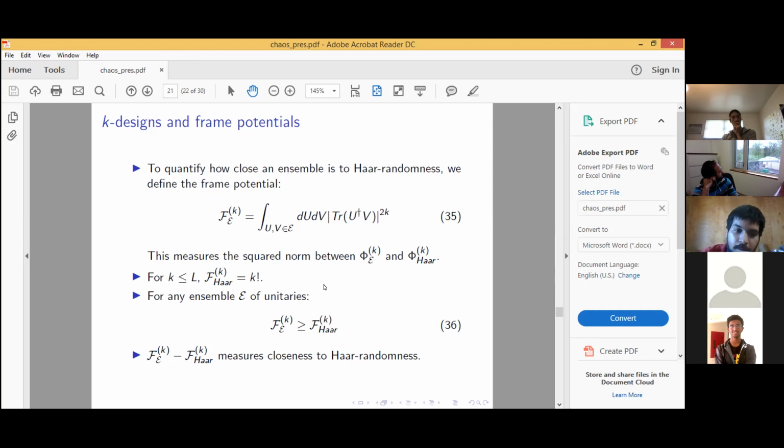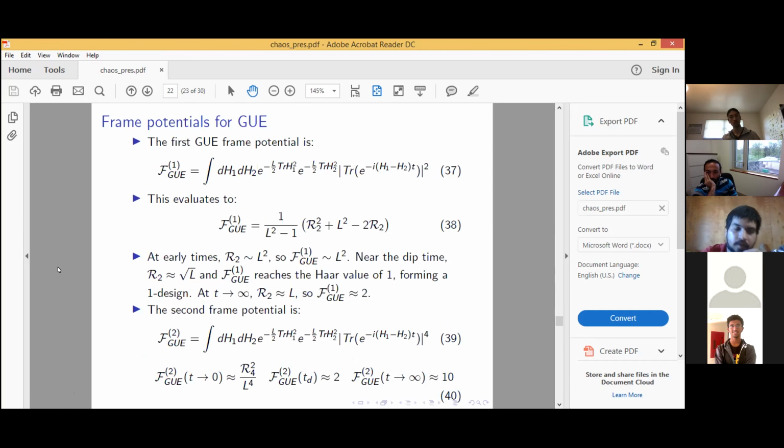And yeah, so for k less than or equal to L, the size of the GUE matrices, it can be shown that the frame potential for the Haar ensemble is k factorial. And for any given ensemble, the frame potential will be greater than or equal to the Haar value. So this object F_e minus F_Haar measures the closeness to Haar randomness. So yeah, now a couple of slides on computing the frame potentials.